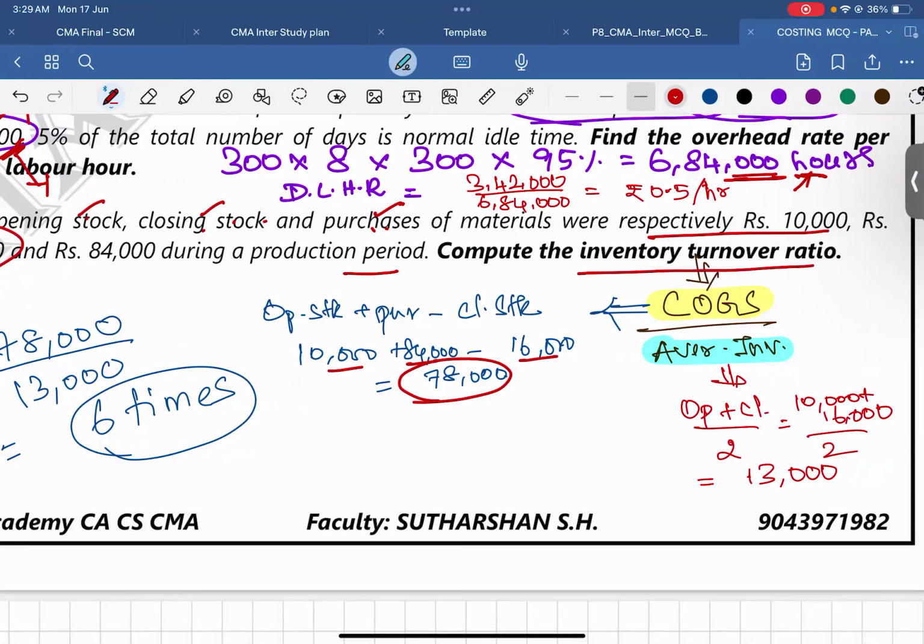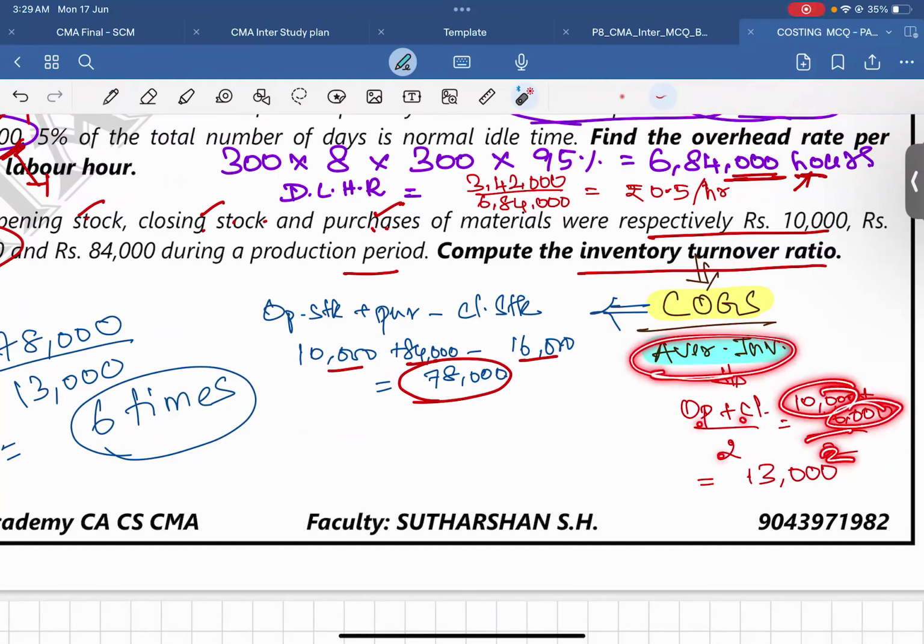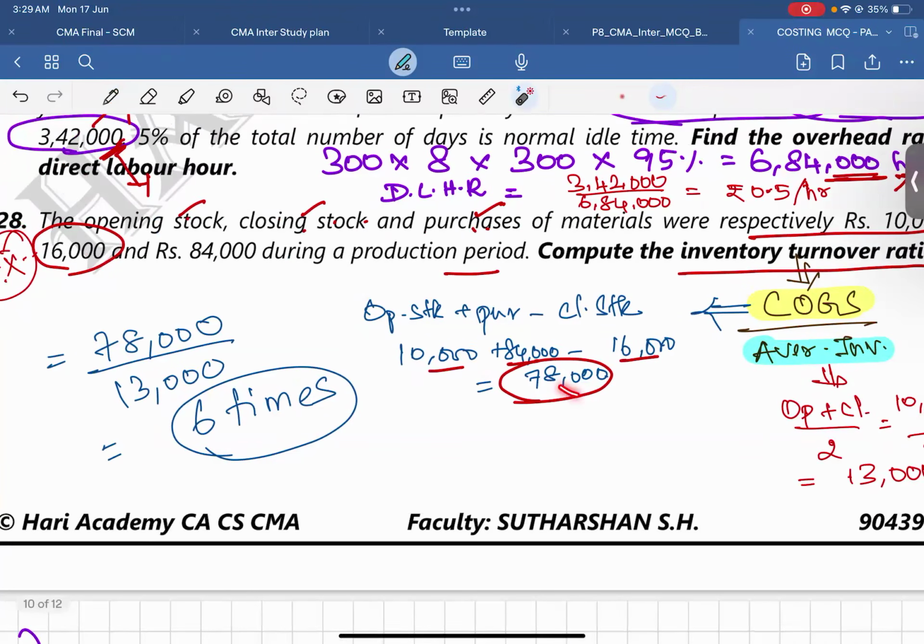What is the inventory turnover ratio? The formula for inventory turnover ratio is COGS divided by average inventory. COGS is nothing but cost of goods sold. Average inventory is nothing but opening plus closing divided by 2. Opening 10,000 plus closing 16,000 divided by 2 will come to 13,000 rupees. That COGS, we already found, 78,000. 78,000 divided by 13,000, it is 6 times.